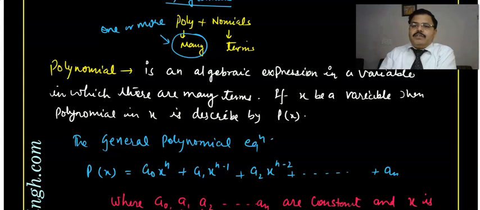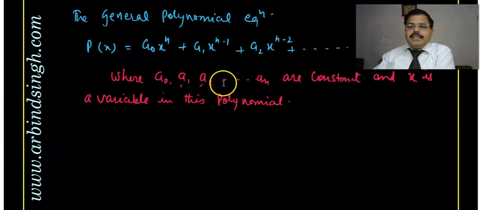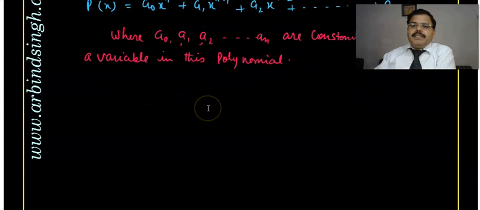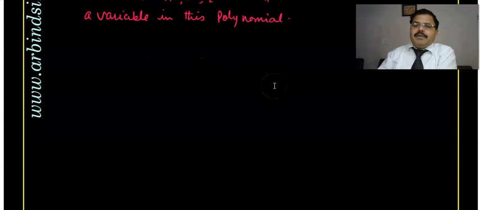Terms here are usually unlike terms, because like terms can be added together. So a polynomial is an algebraic expression in which there are many unlike terms. Depending upon the basis of terms, a polynomial can be described in several ways.